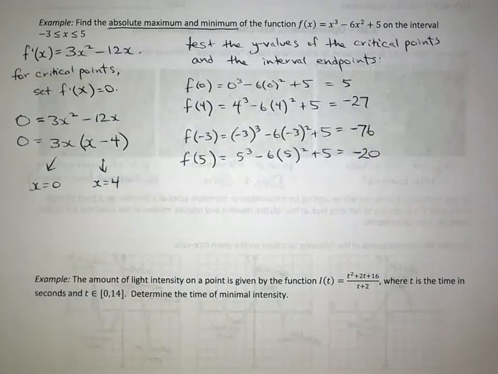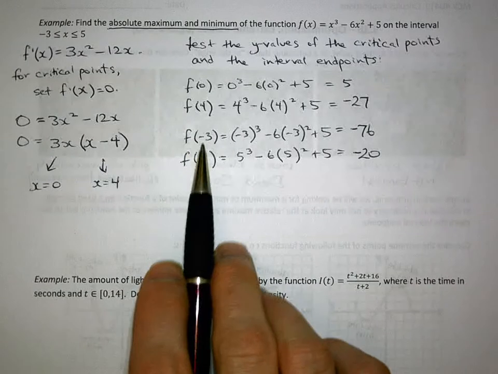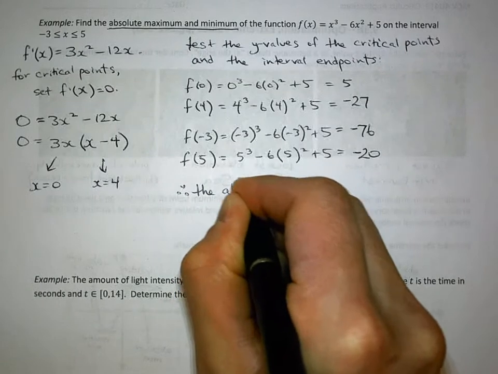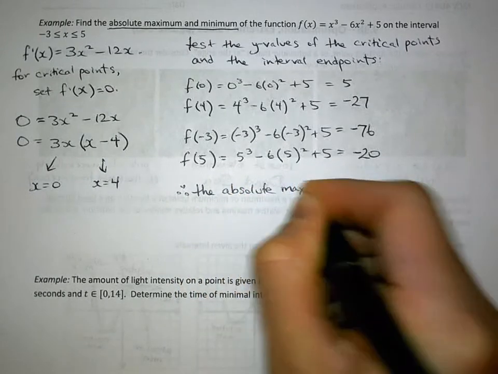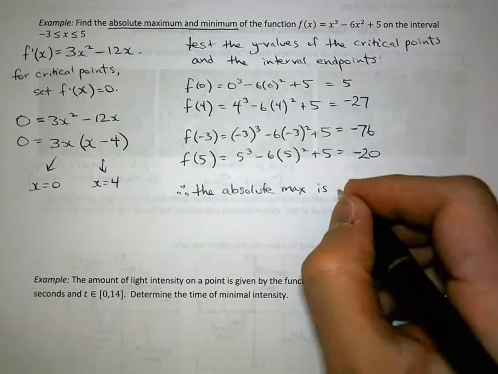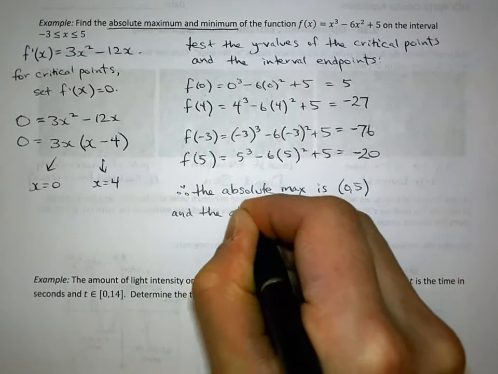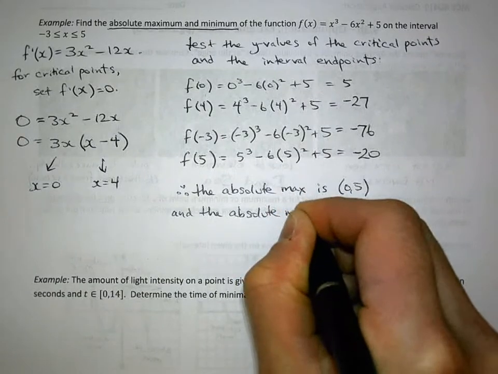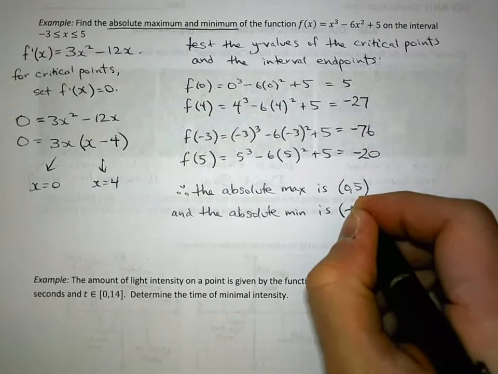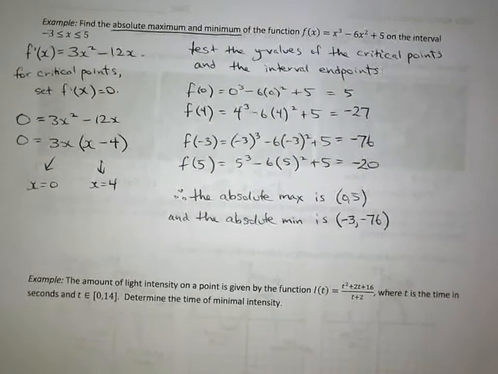Okay, so now I have a better idea of what's going on. I've tested my relative maximum points, I found them out, and then I tested the endpoints. So therefore, the absolute max is, what's the absolute highest number here? It occurs at 0, 5. And the absolute min is, what's the smallest value? Negative 76. So that was one of the endpoints, negative 3, negative 76.